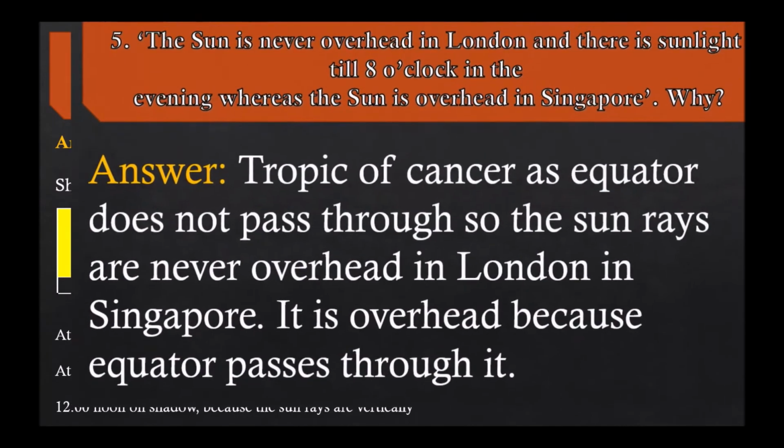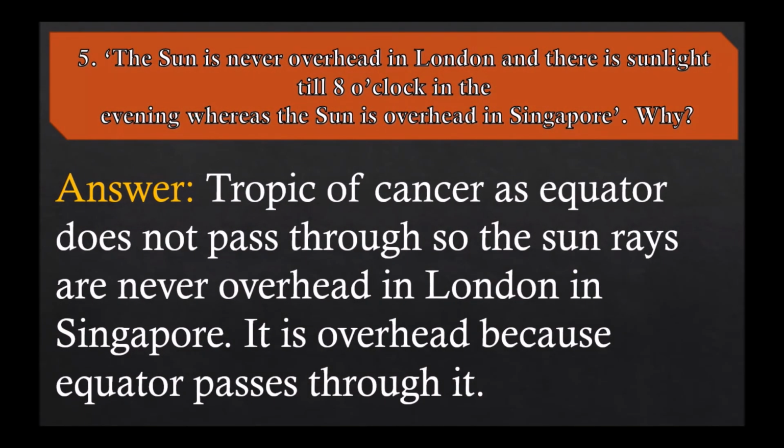Next, the sun is never overhead in London and there is sunlight till 8 o'clock in the evening, whereas the sun is overhead in Singapore. Why? The Tropic of Cancer and the equator do not pass through London, so the sun rays are never overhead there. In Singapore it is overhead because the equator passes through it.